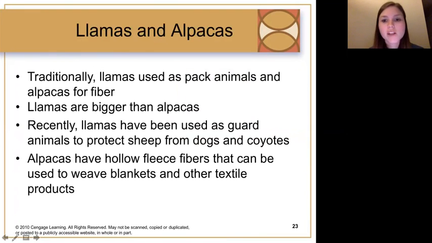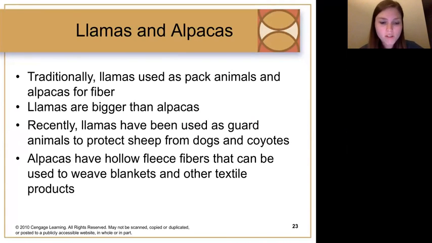So now we're going to talk about llamas and alpacas. Traditionally, llamas have been used as pack animals, and alpacas are used for fiber. Llamas are bigger than alpacas, so that's a good way to distinguish them. And on the next slide, I have a little bit more detail about that. Recently, llamas have been used as guard animals to protect sheep from dogs and coyotes. And they do a pretty good job.